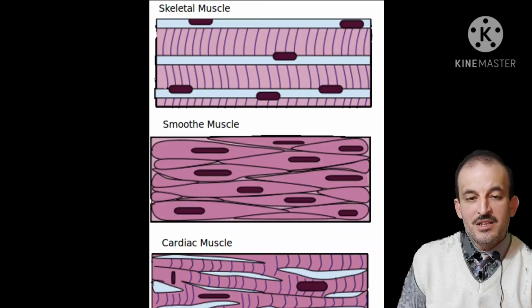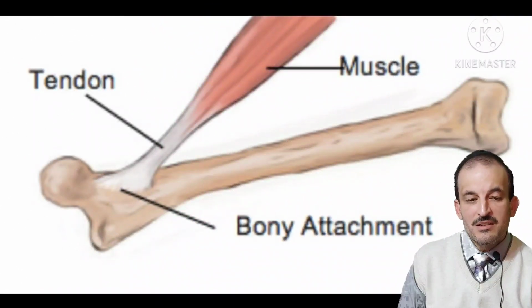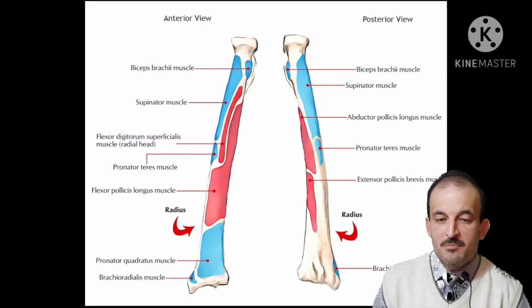In this slide, you could see the attachment of muscle to the bone by its tendon. In this slide, we see a blue area and red area. In your practical books, the red area represents the origin of the muscle, and the blue area represents the insertion of the muscle. As I mentioned before, each muscle must attach at one end to the bone, and also must cross a joint to produce its action.